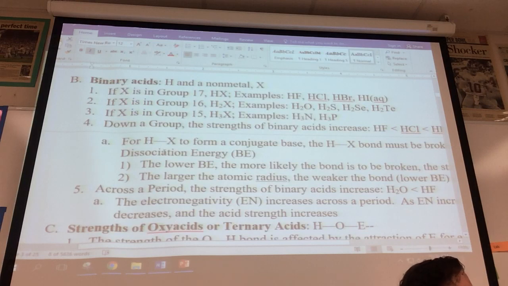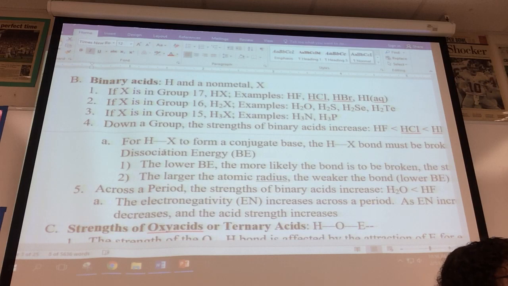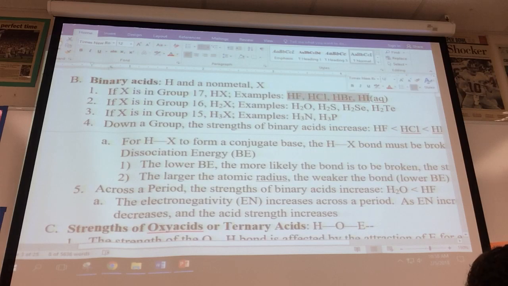The other thing I want to mention briefly in regard to binary acids, and we alluded to this already, you know how to write and name acids: hydrofluoric, hydrochloric, hydrobromic, hydroiodic for group 17. From group 16, you're going to have 2 protons. So you've got water, hydrosulfuric acid, hydroselenic acid, hydrotelluric acid. Group 15, you're going to have 3 protons. So you've got hydronitric and hydrophosphoric. Remember, it's always hydro and ic.